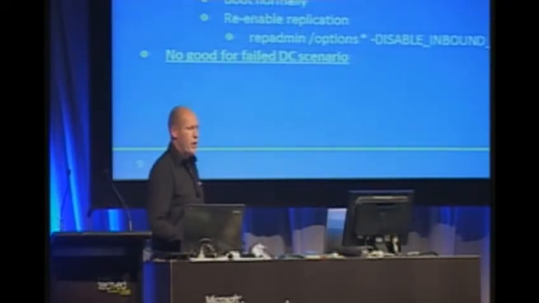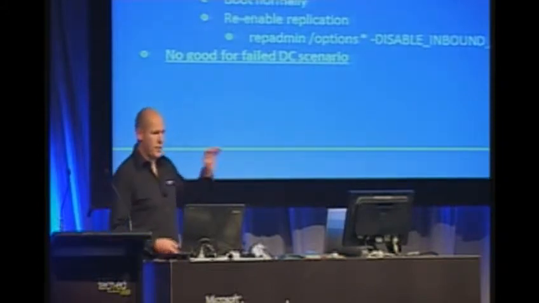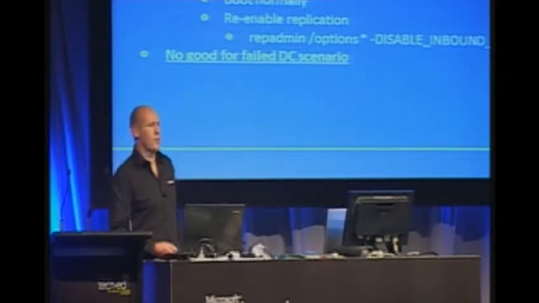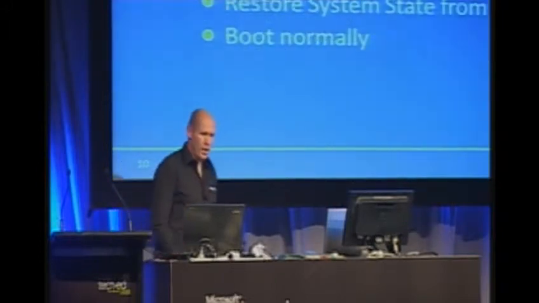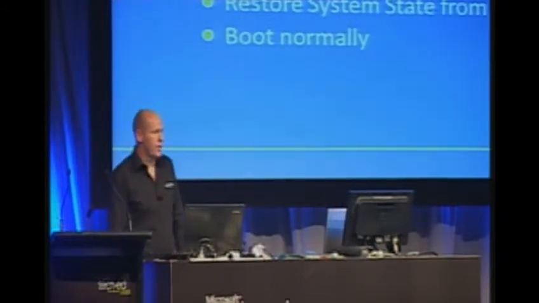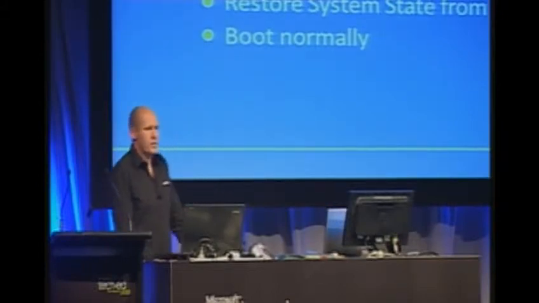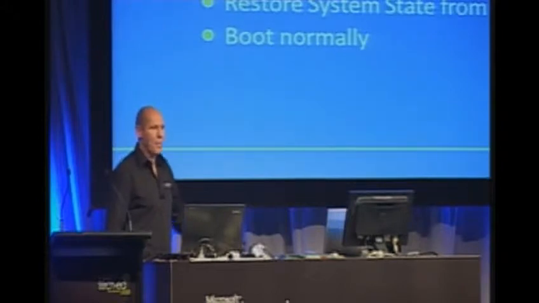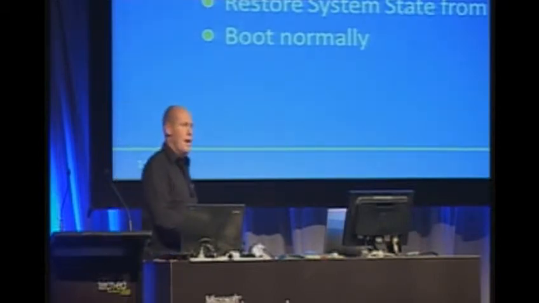And to be very clear, it's obviously not very good for a failed DC scenario because you're selecting bits of the content of AD rather than the domain controller itself. And then a non-authoritative restore is a much simpler process. Basically, it just pulls the DC back to the time of backup and then lets its replication partners update it with whatever changes have been made between the backup and now.